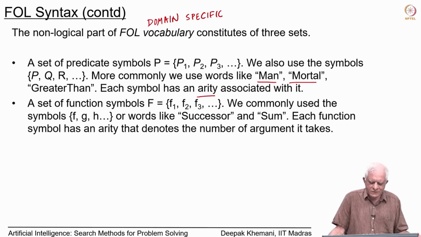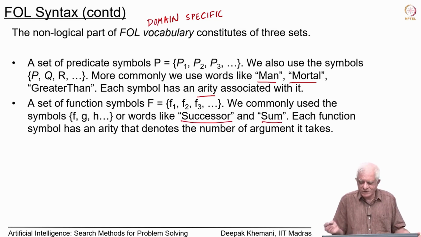Typically, we may choose to use lowercase English letters for that. So, f, g, h, or f1, f2, f3, and so on. So, we have functions like the successor function in natural numbers, or the sum function also in natural numbers, which basically maps elements onto other elements in the domain. So, when we say sum of 2 plus 5, it represents another element, and that element is, as we know, 7. So, functions basically map elements to other elements.